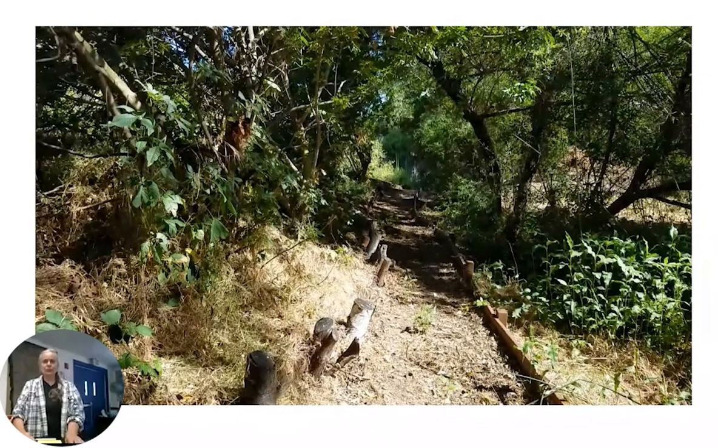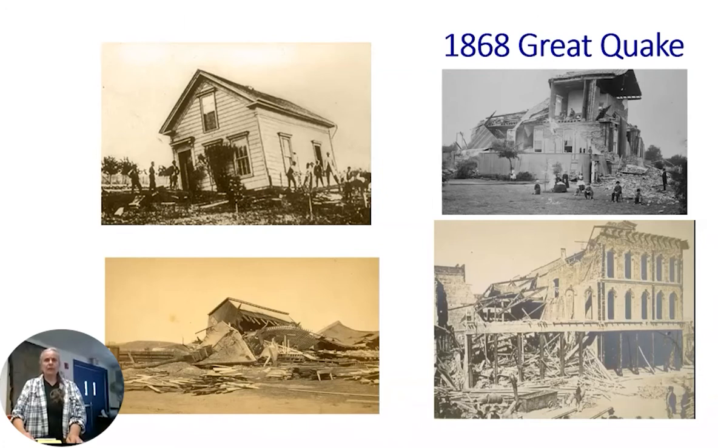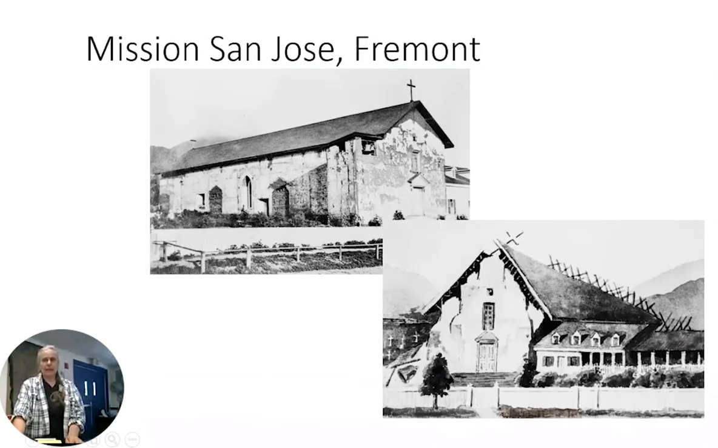Now, just so you realize how important this was, before the 1906 earthquake, this was called the Great Quake in San Francisco. 1868, look at this devastation. This is the San Leandro City Hall. A lot of buildings were just collapsed. And even our Mission San Jose here, it collapsed and had to be fixed.